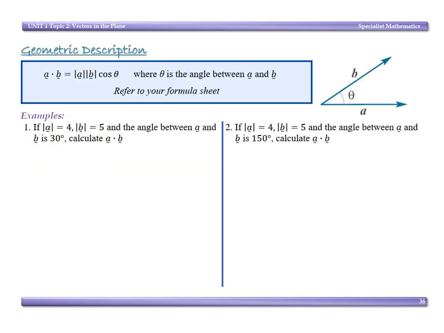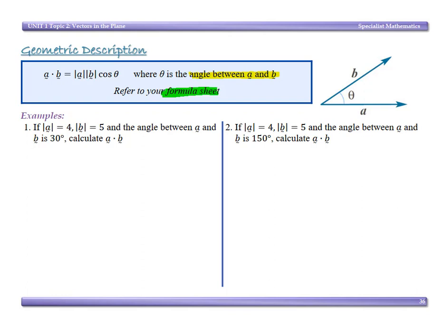Now let's look at the geometric description. Now A dot B is the magnitude of A times the magnitude of B cos theta, where theta is the angle between vector A and vector B. Now again, this is on your formula sheet, so have a look and identify where it is. And you'll see a little diagram that I have here with our vector A and our vector B and that angle in the middle. So let's do some examples.